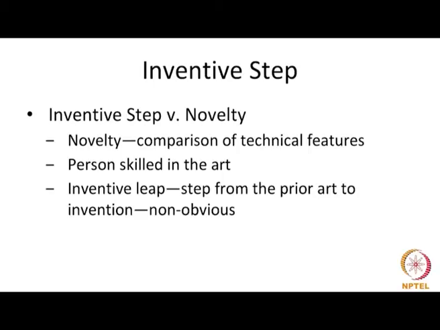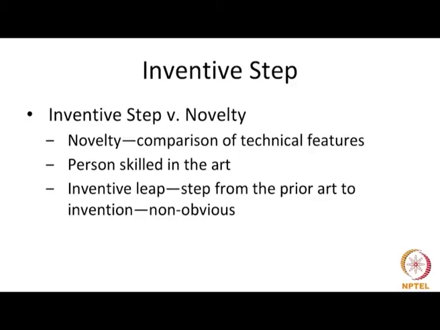A person in the art would not obviously take that step. It is non-obvious, which means not every person in the art who has the knowledge of the art would take that particular step. Now, there are yardsticks for determining what that step is. One yardstick, which is now a part of the definition, is technical advancement.